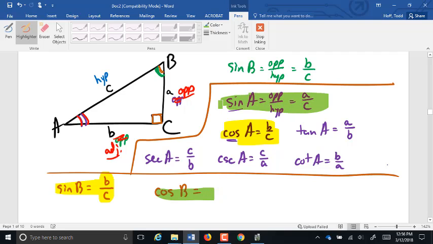You got A over C. That's going to be the same as the sine of angle A. Tangent of angle B is equivalent to the cotangent of A.